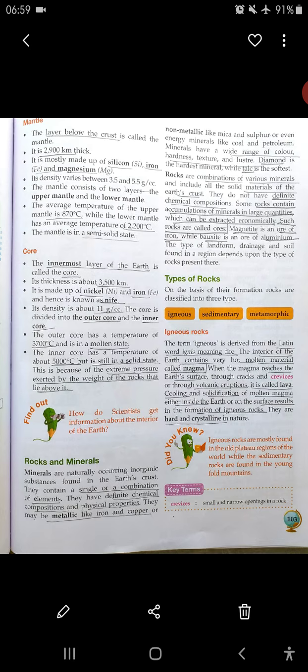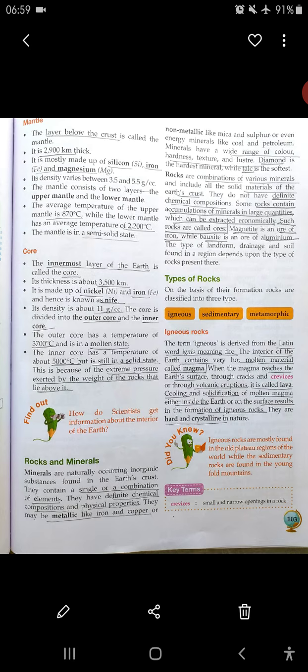It is the maximum among the crust and mantle. Okay, among the crust, mantle and core, the maximum thickness is with core, right? Now, it is made up of nickel and iron and is known as NiFe, Ni of nickel and Fe of iron. The density is about 11 gram per cubic centimeter. So, if you compare, again you will see that the density of core is the maximum.